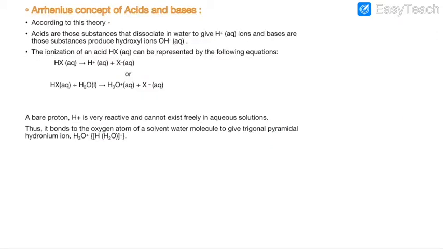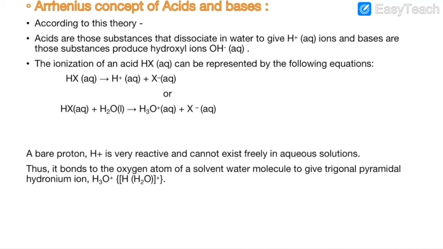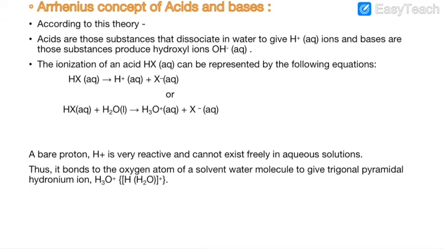Now we are going to discuss some theories about acids and bases. The first theory is the Arrhenius concept of acids and bases. According to this theory, acids are those substances that dissociate in water to give H plus ions, and bases are those substances which produce hydroxyl ions.